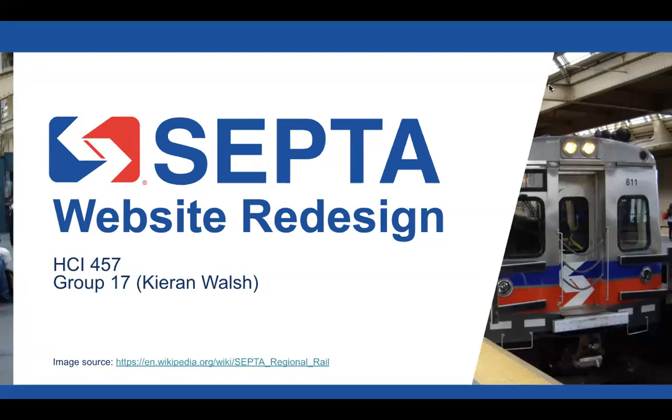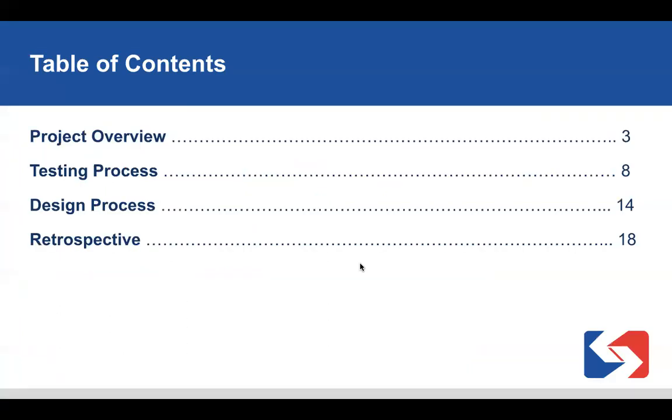Okay, so for my presentation, I'm going to walk through my work on my redesign of the SEPTA website. SEPTA is essentially the metropolitan public transit system for the city of Philadelphia. The table of contents: first I'll give some general information about the project, then talk about my testing process, the design process, and then finally a retrospective as well.